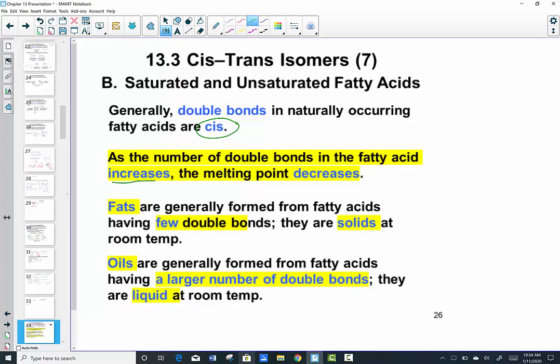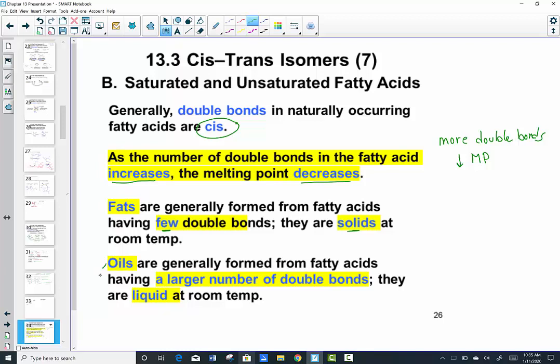So for instance, you hear of things called fatty acids, fats, that have few double bonds or no double bonds. Fats are generally formed from fatty acids with very few double bonds, and they typically are solids at room temperature. The more and more double bonds you place in that structure, you tend to be a liquid at room temperature. Think about a stick of butter, for instance. Butter is a naturally occurring fatty acid that contains very few double bonds, and a stick of butter, of course, is a solid at room temperature.